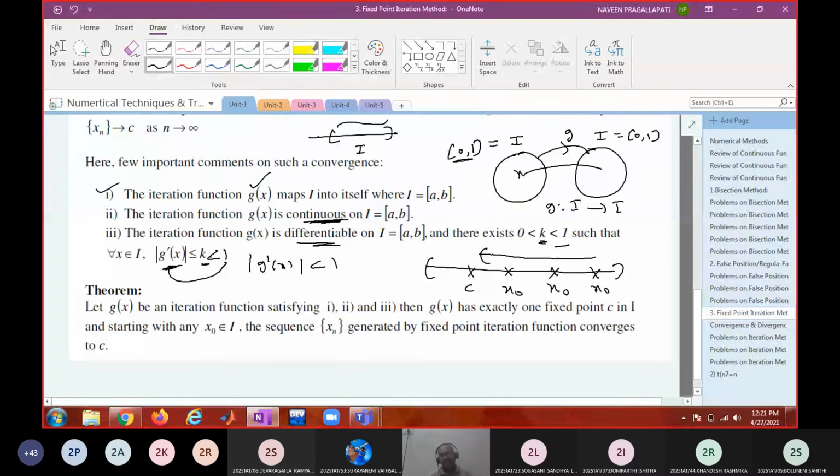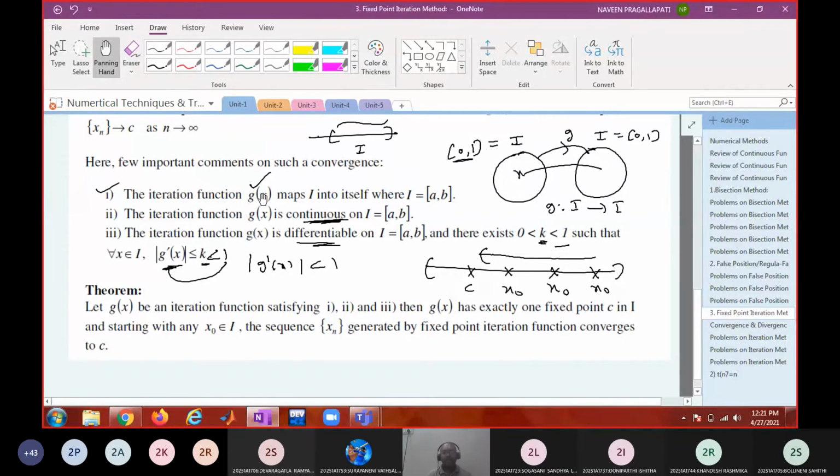Okay, they are only sufficient conditions. I am repeating, they are only sufficient conditions. They are not necessary. That means what? Even if some functions fail to satisfy these criteria, you may still get convergence. But sometimes it may give a divergent sequence. If any function fails to satisfy these conditions, then the sequence may or may not converge to the exact root. But if these conditions are satisfied, definitely they will be converging.